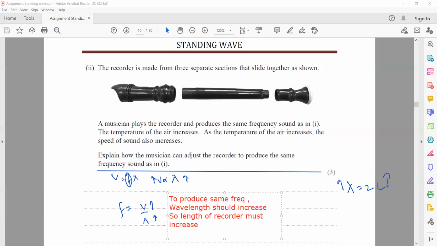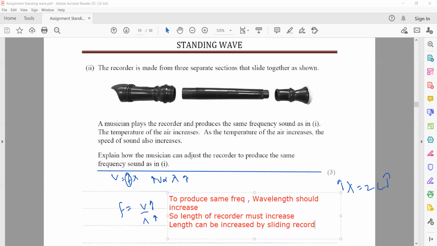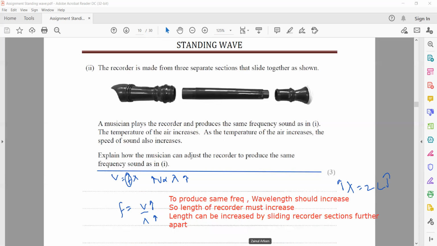And how we can increase the length of the recorder? By loosening the section of the recorder or by sliding the recorder section further apart. Is it clear? This concept, how we can keep the frequency constant. So we can slide the sections apart so that it will be longer and produce the same frequency.